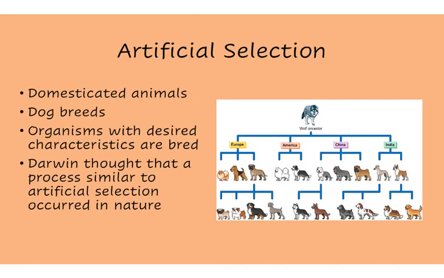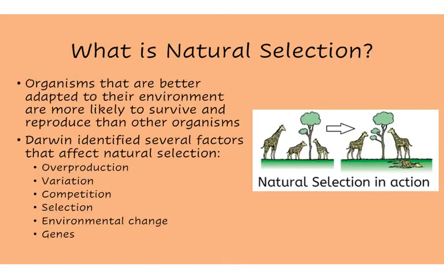So Darwin thought that there was a process that was similar to artificial selection that was occurring in nature, so that some organisms were better able to adapt to their environment, were better able to survive in their environment, and also reproduce. And that's this idea of natural selection. So natural selection is this idea that organisms that are better adapted to their environment are more likely to survive and reproduce than other organisms.